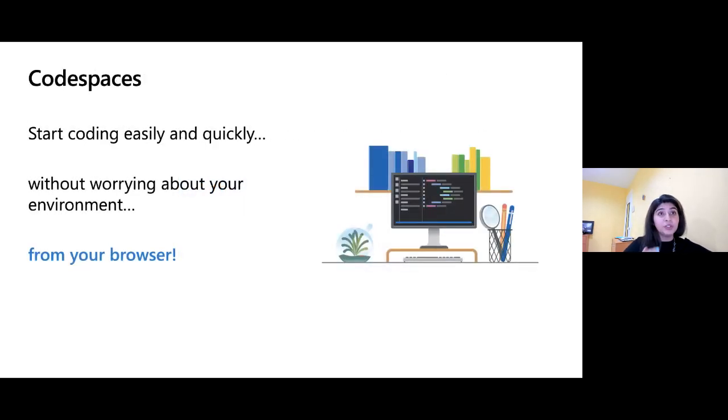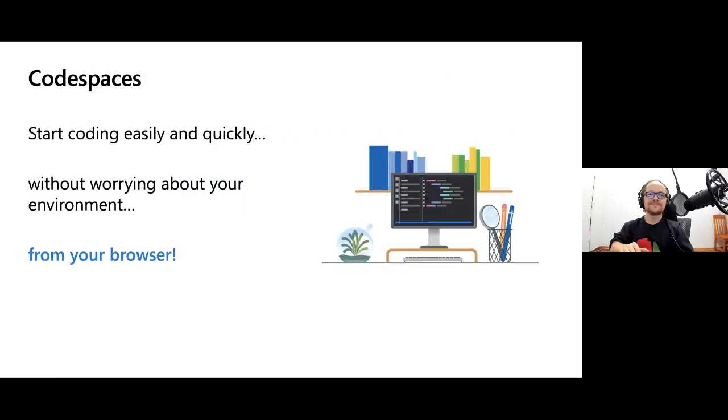And lastly, we'll demo how to use everything we just showed you from your browser with something called GitHub Code Spaces. You can start coding quickly and easily because it has all of the VS Code goodness without actually having to worry about your environment or installing anything, because it's all hosted in the cloud and you can access it from the web. It's currently in beta, so we'll actually be showing you a sneak peek of it. And with that, let's go into the demo.